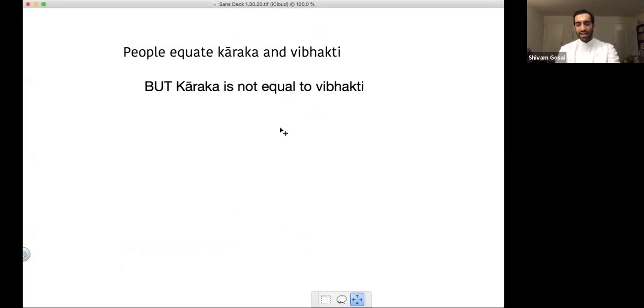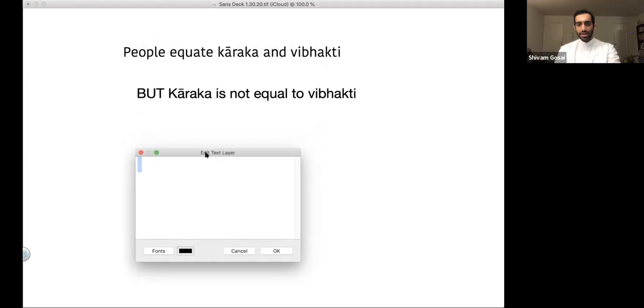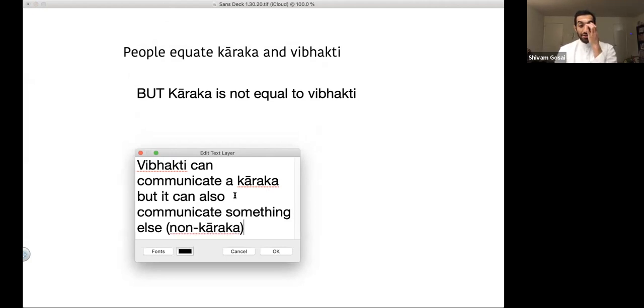They're not exactly the same thing. Okay, so a vibhakti can communicate a karaka, but it can also communicate something else, what we call a non-karaka. Okay, so you see how they're a little bit different.